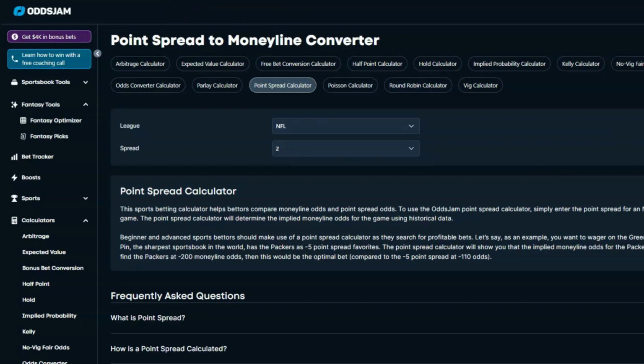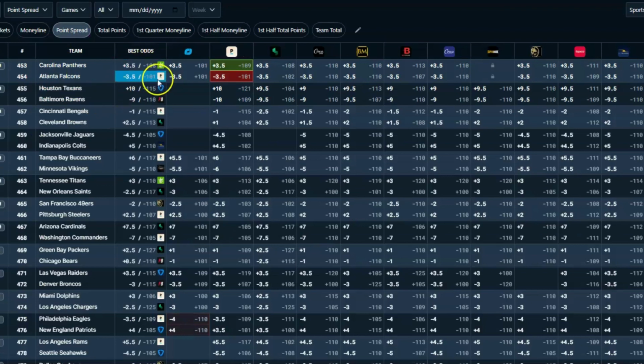That's a lot of the battle, to get not only the best line but the best odds as far as a payout. Over and over again, this will compound. You'll make money far better in that regard.